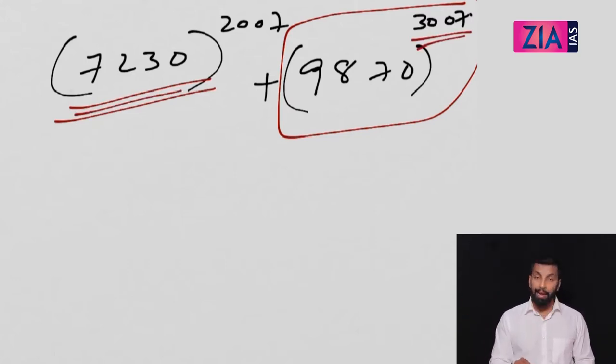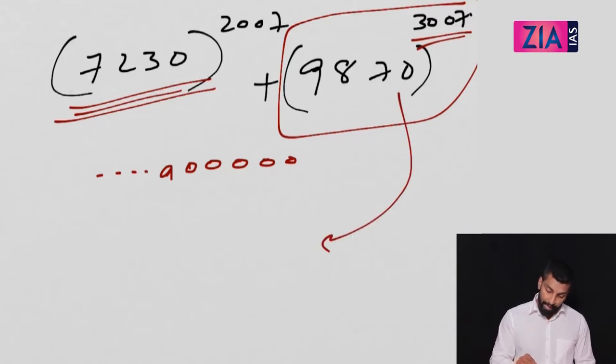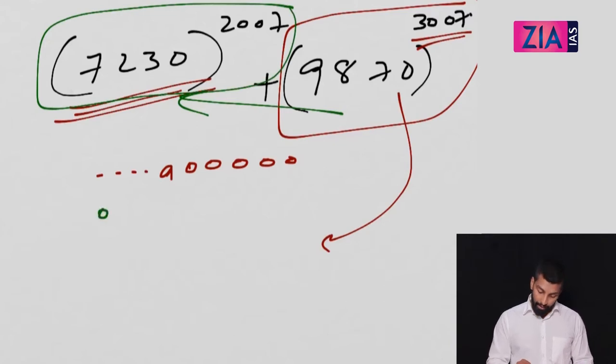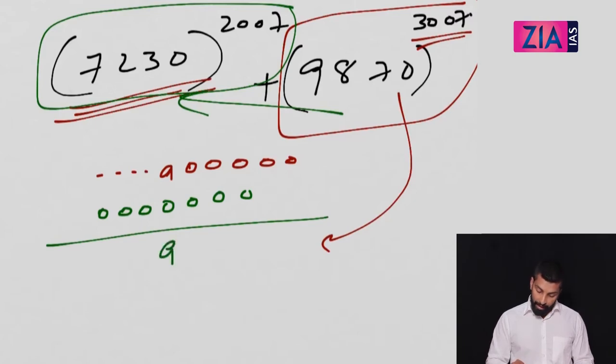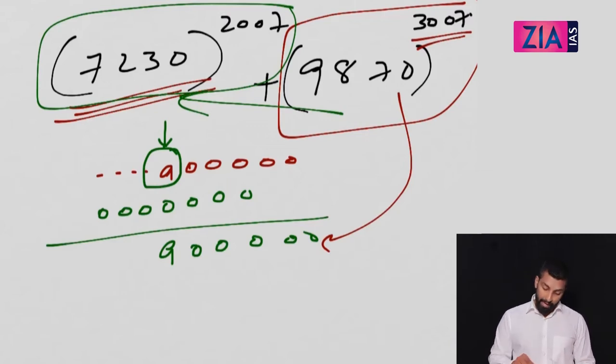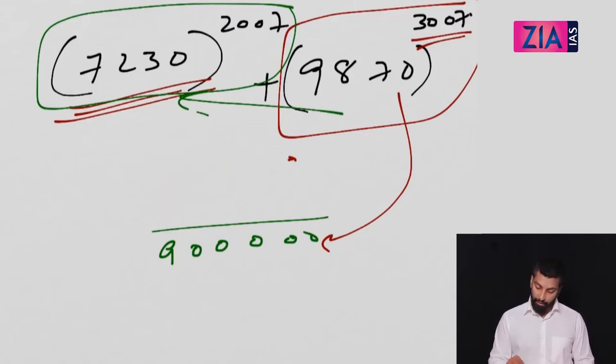So if this number's last non-zero integer is, let's suppose, a, then you have many zeros. What about the other number? That number has more zeros than the first number, so it will go like 0 0 0 0 0 0 0. When you take the sum, it will be like this. So the last non-zero digit of the sum depends on the first number. Basically we need to find the last non-zero digit of the first number.